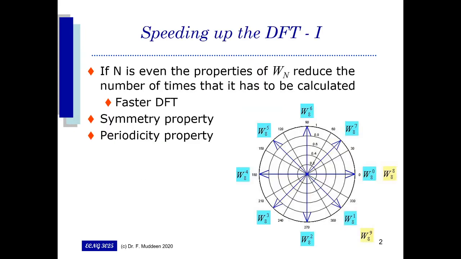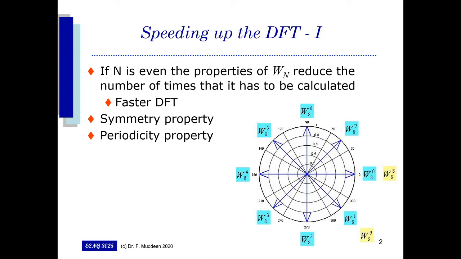We observed in the last lecture that in order to speed up the DFT, we use its symmetry property. Basically, we only need to calculate half of the twiddle factors, and the remaining half is just the negative of the original half. So W0 of 8 is the negative of W4 of 8, W1 of 8 is the negative of W5 of 8, and so forth.